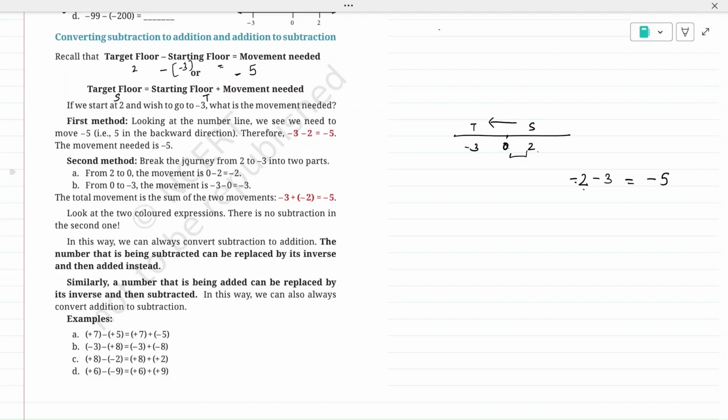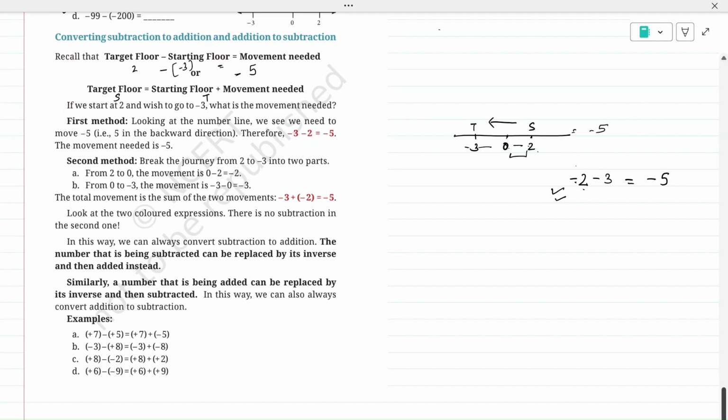The second method is to break the journey into 2 parts, which is what I have just explained. In the third method, we can simply solve it by asking what the total distance is from here to here. This is 3 steps and 2 steps, so 5, and since it is in the opposite direction, this is minus 5 here. So we have these ways in which we can do this question.